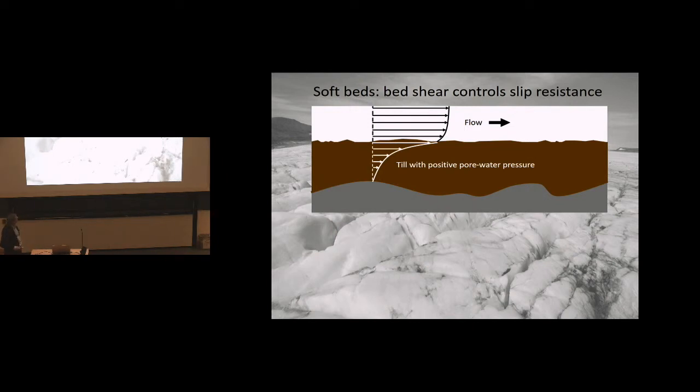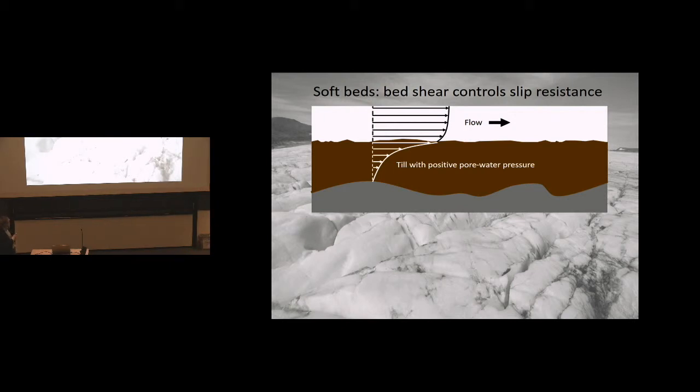Okay, I'm going to switch gears now and move to this other bed condition where we have temperate ice, that is ice at the melting temperature, sitting not on rock, but on water-saturated till. This is where this water-saturated till is thought to activate really fast glacier flow. And this is the idea as to what's going on here.